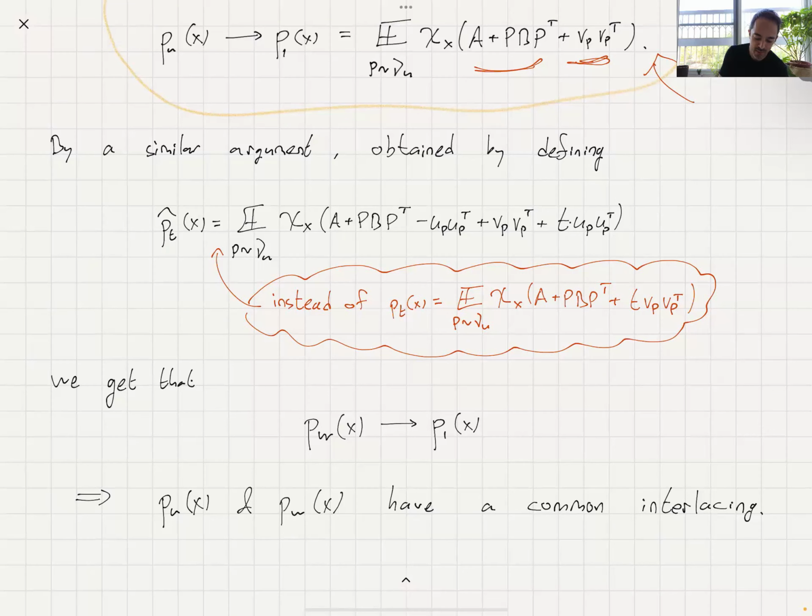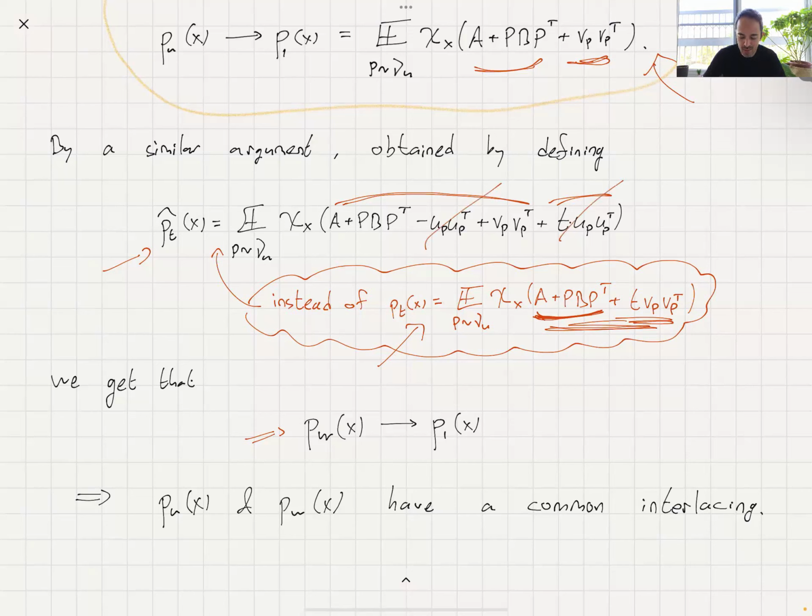So by a similar argument, but now, instead of defining PT, let's consider what's called PT hat. It's also a kind of weird polynomial, an expectation. Before, in PT, we had the matrix we care about plus T VP transpose. Now we are going to take this matrix, and T is going to multiply UP transpose. And by the exact same argument, you can show that PW interlaces P1. When you substitute 1, just as a sanity check, this and that goes away, so you indeed get this polynomial P1.